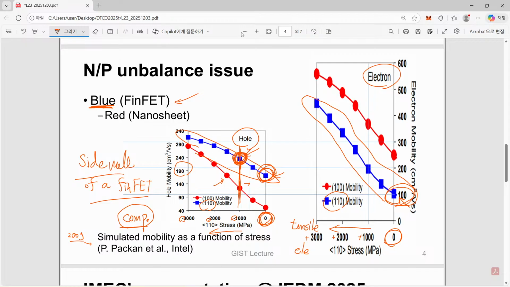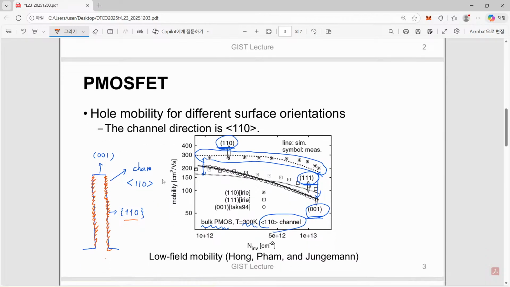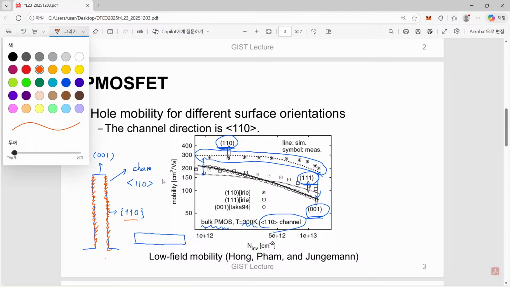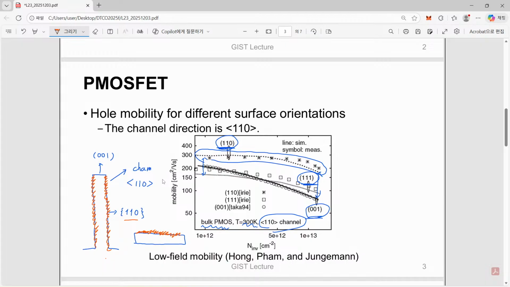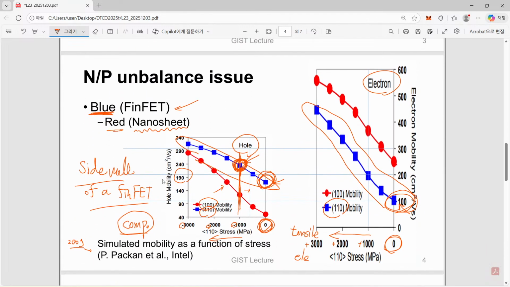Point is, now in order to have even better short-channel immunity, the technology has come back to this 100 surface once again in the form of the so-called nanosheet MOSFET. In this case, instead of this blue fin, now we have the nanosheet laid in this way. So the dominant surface is of course here and there. It corresponds to this 001 surface. So that's the reason why now we have to concentrate on these red curves.